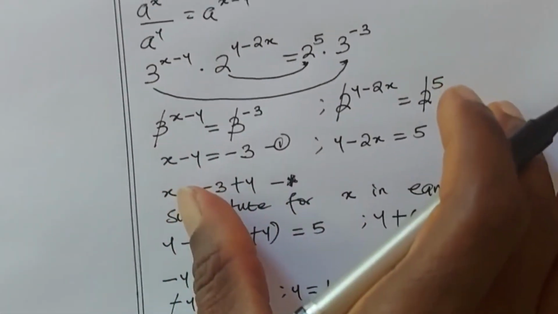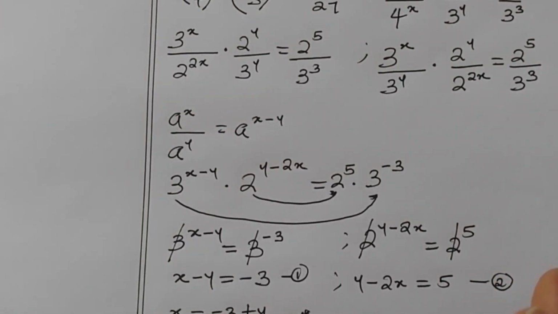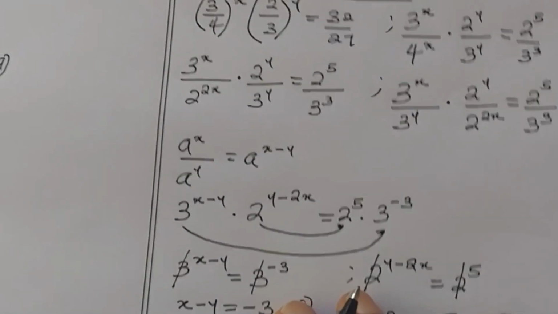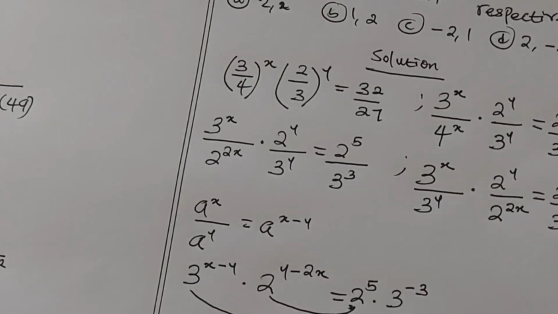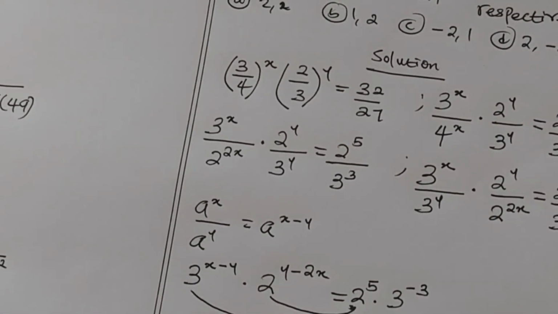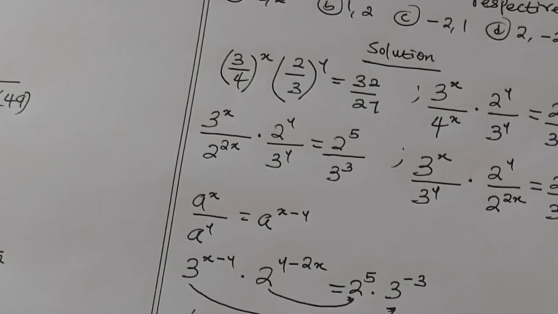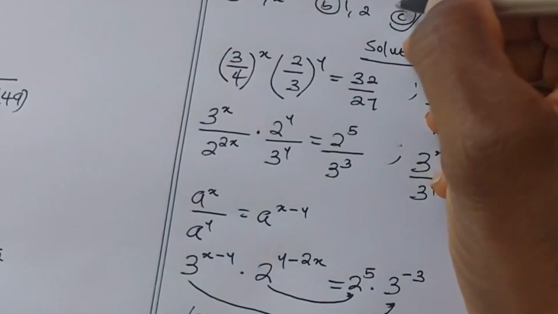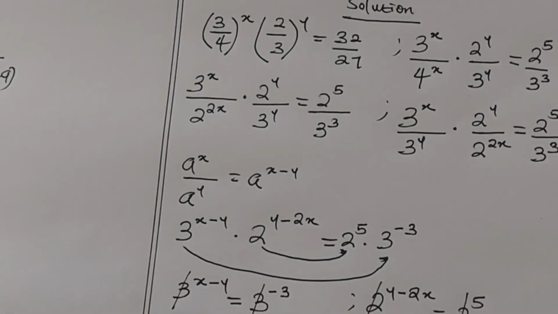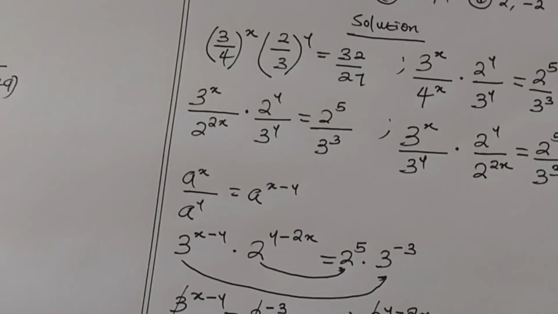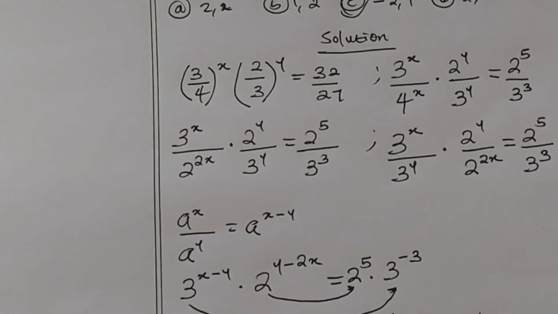So let's go back to the options that we have in the question. So let's see what we have. Option A, we have 2 and 2, B 1 and 2, C minus 2 and 1. I think that should be the answer. The answer should be C, because it says x and y. So x is minus 2 and y is 1. So I think that makes a lot of sense.